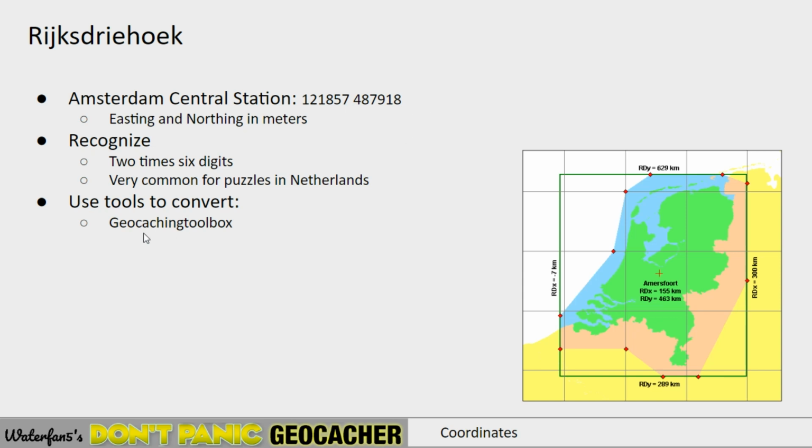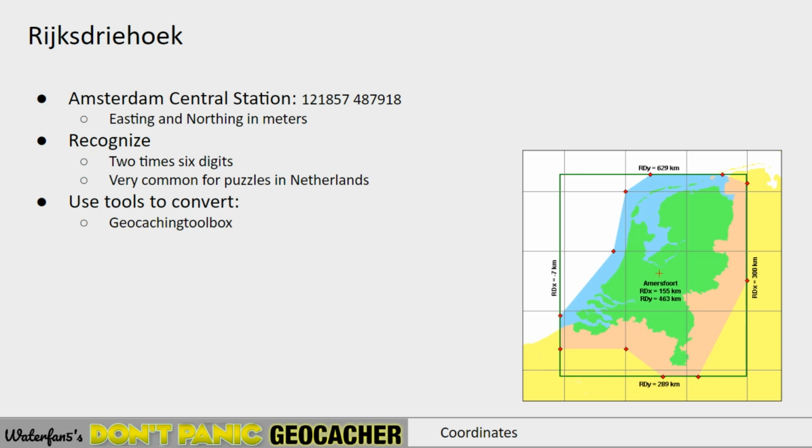Also here there's a variety of tools. Geocaching Toolbox has tools to convert it, but there are again other websites as well that can help you with that. So here I use the example of the Amsterdam Central Station, and it would have the following coordinate. So something to watch out for, especially when solving internationally or when a puzzle has a specific theme that is related to a specific area, is that it might use a regional coordinate system.